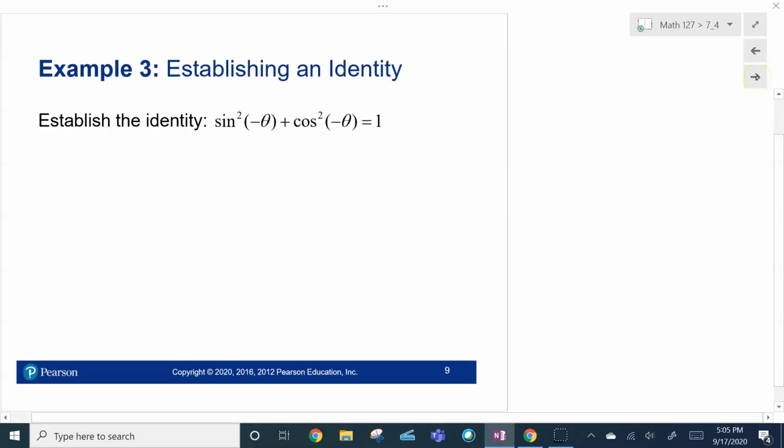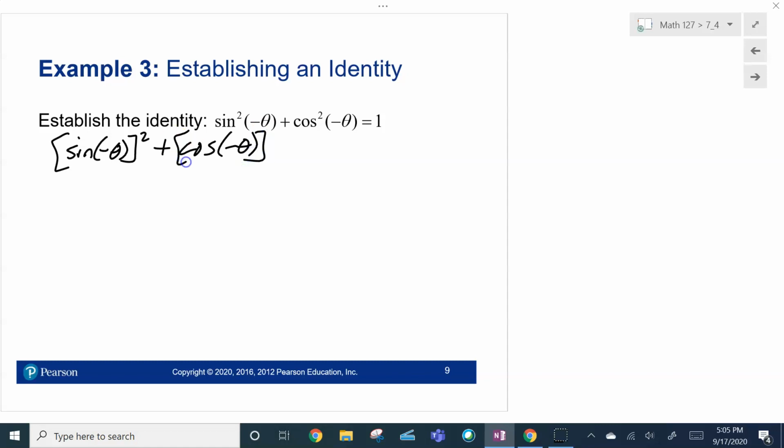Let's do another one here. This is using your even-odd properties. So notice you have sine squared negative theta plus cosine squared negative theta. In fact, let me write that another way. This is the same as sine of negative theta quantity squared. That's the same thing, right? That's cosine of negative theta. There's 2 of those. You multiply, equals 1. So if you remember, sine is odd. I'm sorry, sine of negative theta equals negative sine of theta, and then cosine is even.